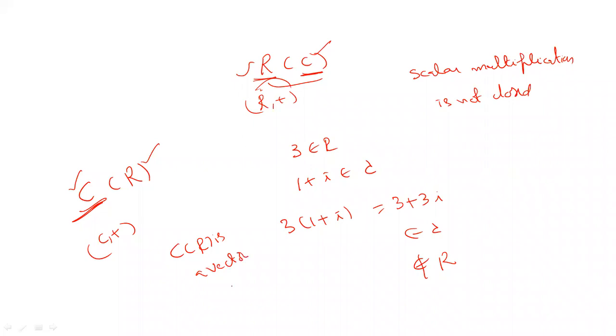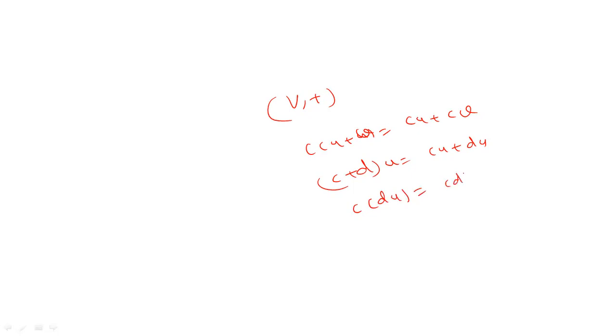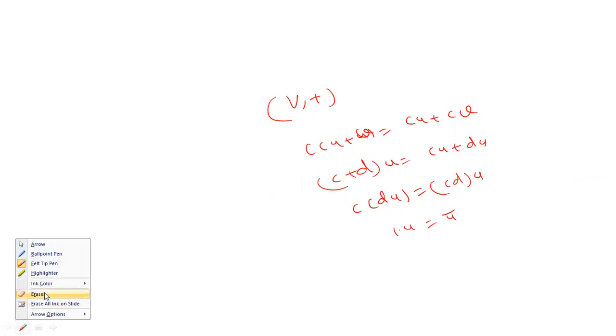So to check whether any set is a vector space or not, what do you have to do? You have to check all the 10 properties. That is, V plus is an abelian group. Scalar multiplication is closed in V. And the remaining properties: c into u plus v is equal to cu plus cv, c plus d into u is equal to cu plus du, c into du is equal to cd into u, 1 into u is equal to u. If all these 10 properties are satisfied, we can say that it is a vector space. So for any problem, you have to do this. If one property is not satisfied, then it is not a vector space.